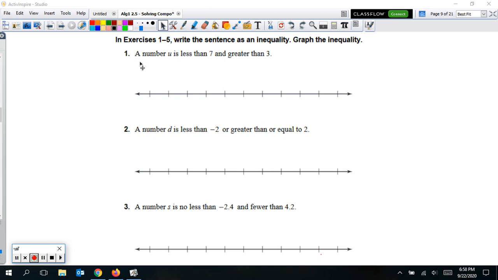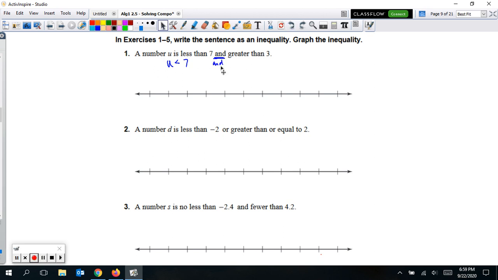So number 1, it gives us u, and u is less than 7, and it's greater than 3. We're going to write out each one separately, starting with the first one, that it's less than 7. So we're going to say u is less than 7. That should be an easy one to just write out like that: u, the less than sign, and then 7. Then we're going to see the word "and" here, so we're going to put that word next.